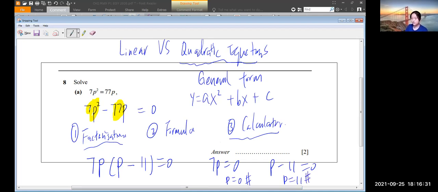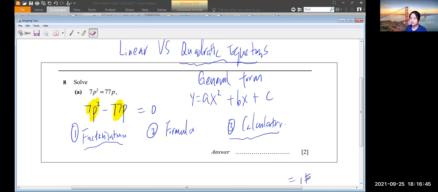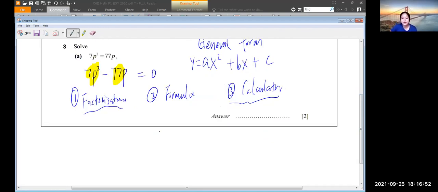Simple? So this is one way. If you use the formula, you will always end up with 2 answers. Can you remember why? Because there's the plus minus. Correct. So if you have minus b plus minus the square root of b square minus 4ac, I hope you have memorized it.